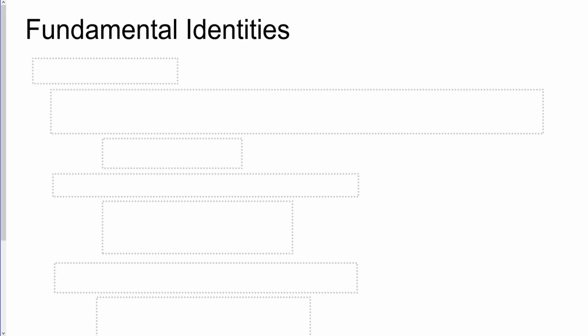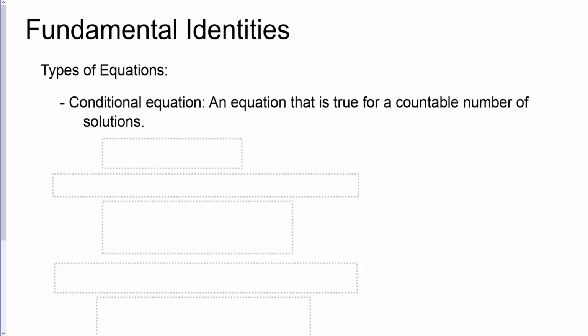In this lesson, we're going to learn about the fundamental identities. But first, let's talk about what an identity actually is. So before we can do that, we need to talk about different types of equations. The one that you're most familiar with probably is what's called a conditional equation. This is an equation that's true for a countable number of solutions.